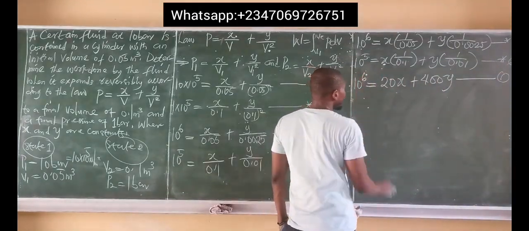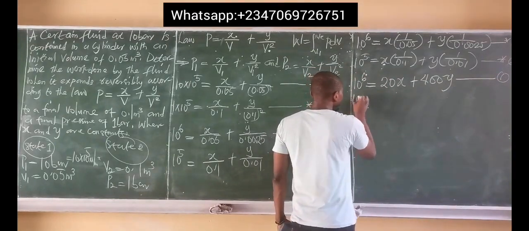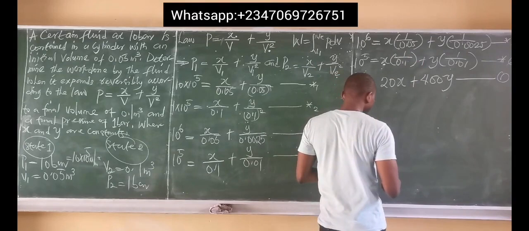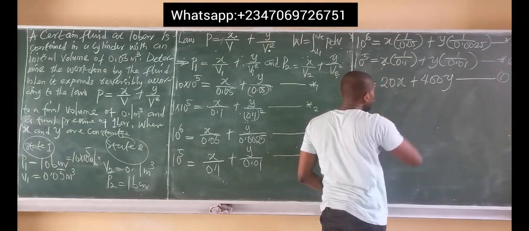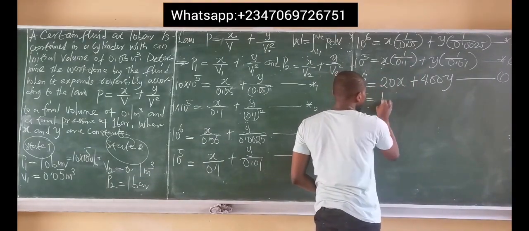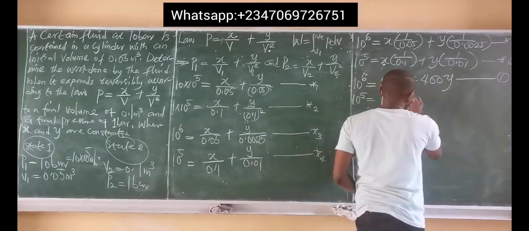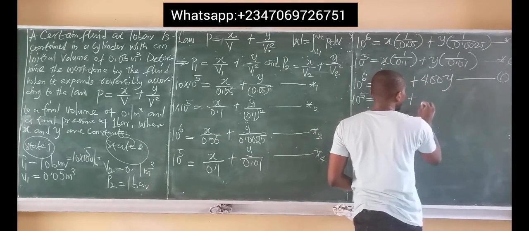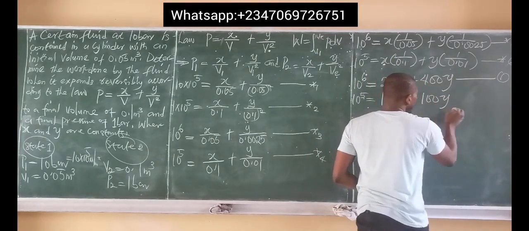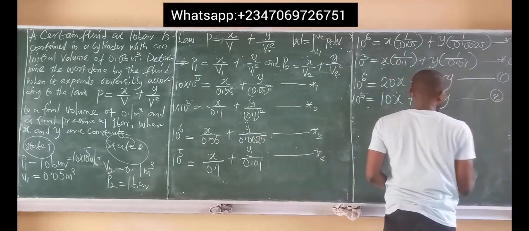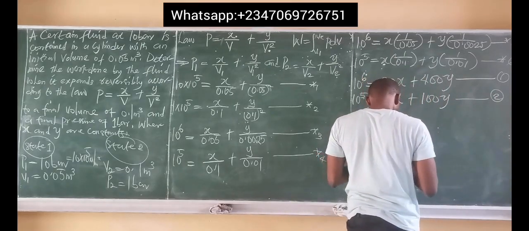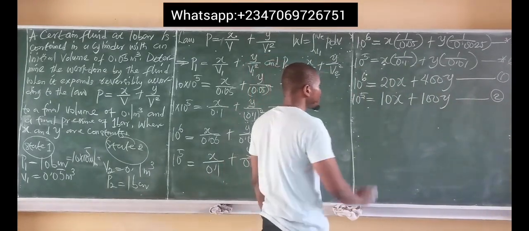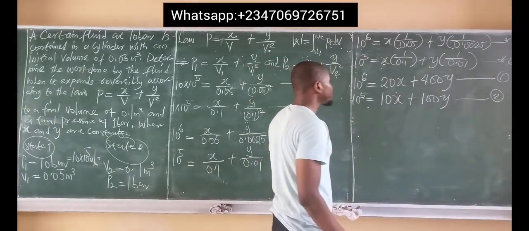Okay. Then from equation star 6, you have 10 to the power of 5 is equal to 1 divided by 0.1. 1 divided by 0.1 simply gives us 10. 10 times x gives us 10x. Plus 1 divided by 0.01 gives us 100. 100 times y gives us 100y. You can simply call this equation 2. So you have two simple simultaneous equations to solve, and now it becomes very easy for us to solve.